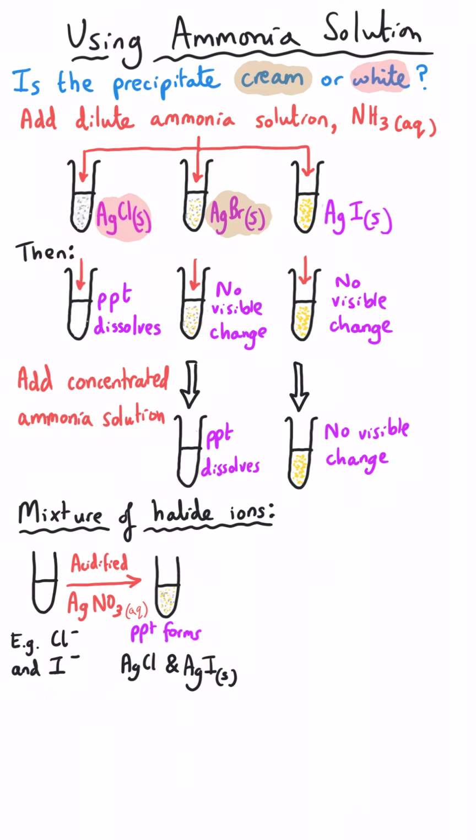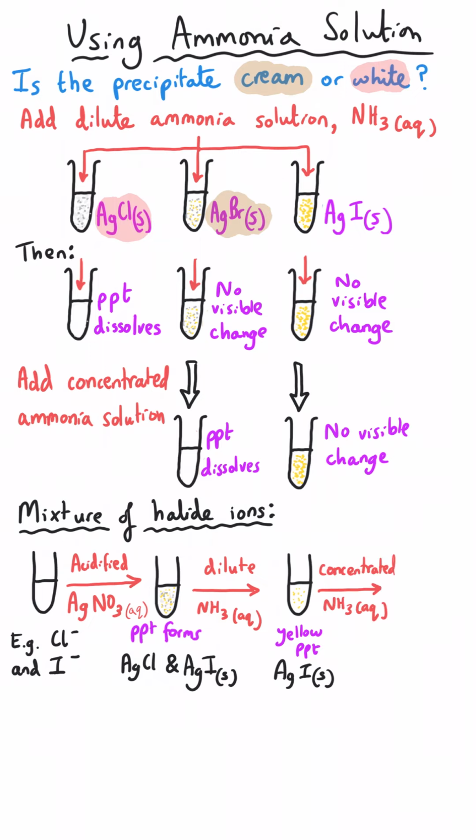And so after the addition of the dilute ammonia solution, the precipitate might have gone yellow because the white aspect of that precipitate would have redissolved. And then after we add the concentrated ammonia, nothing further would change, thereby proving that we had the mixture of silver chloride and silver iodide in the first instance.